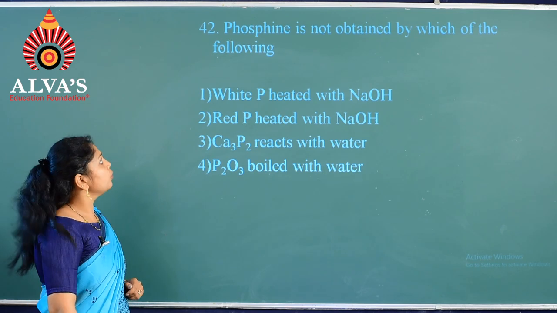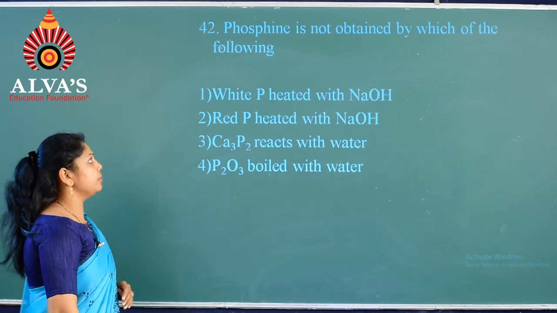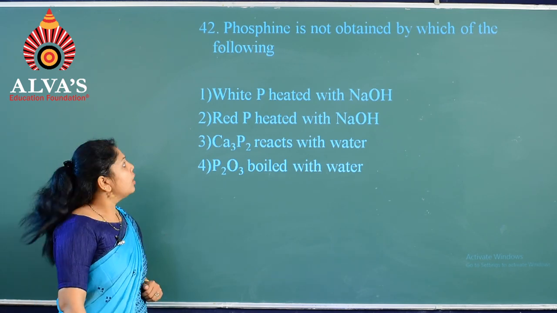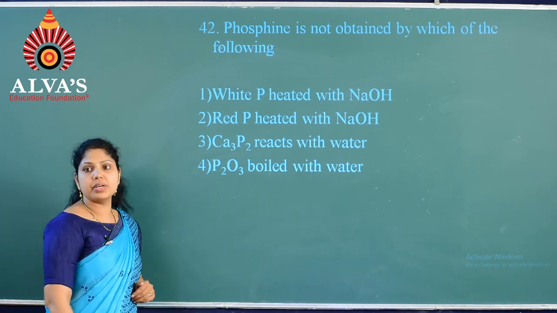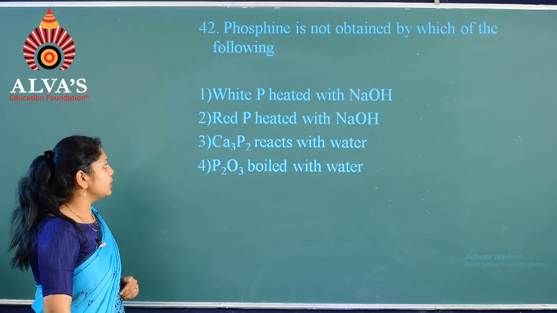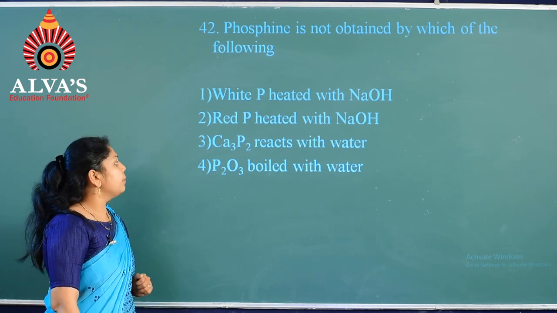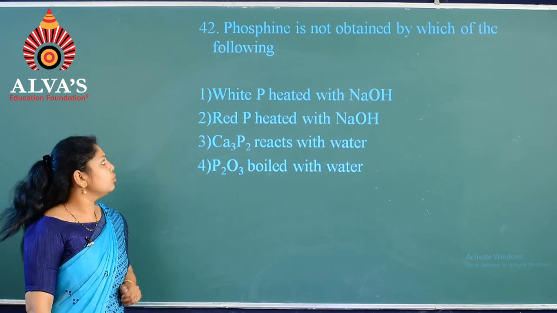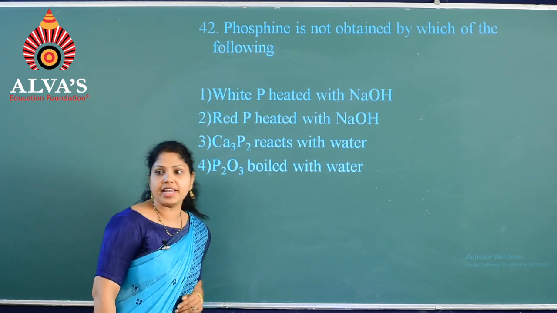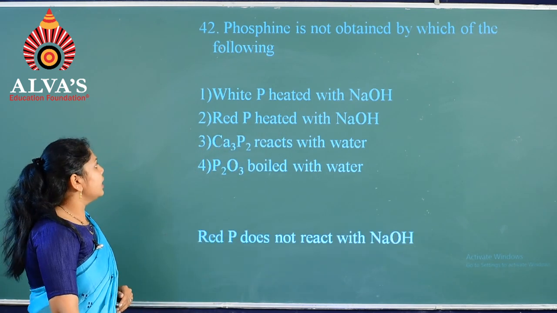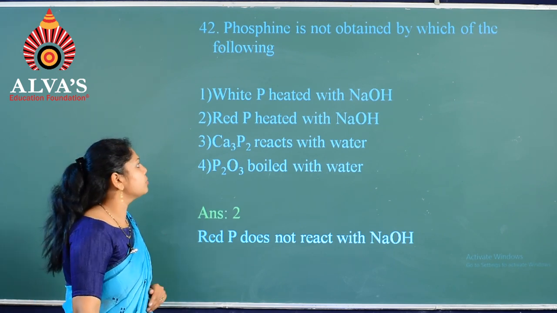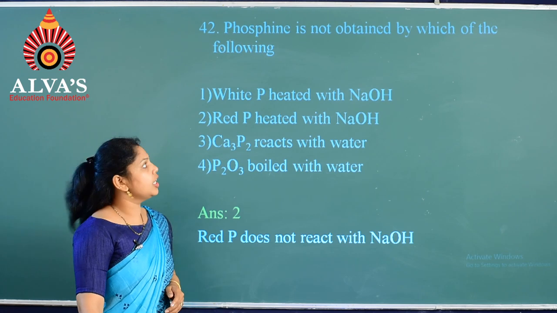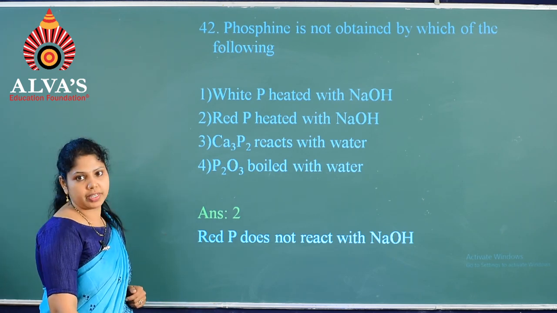Question number 42. Phosphine is not obtained by which of the following? White phosphorus heated with NaOH, red phosphorus heated with NaOH, calcium phosphide reacts with water, P2O3 boiled with water. You know that the red phosphorus does not react with NaOH, hence the correct option would be option number 2, because the red phosphorus is not reacting with NaOH, it does not give you phosphine.